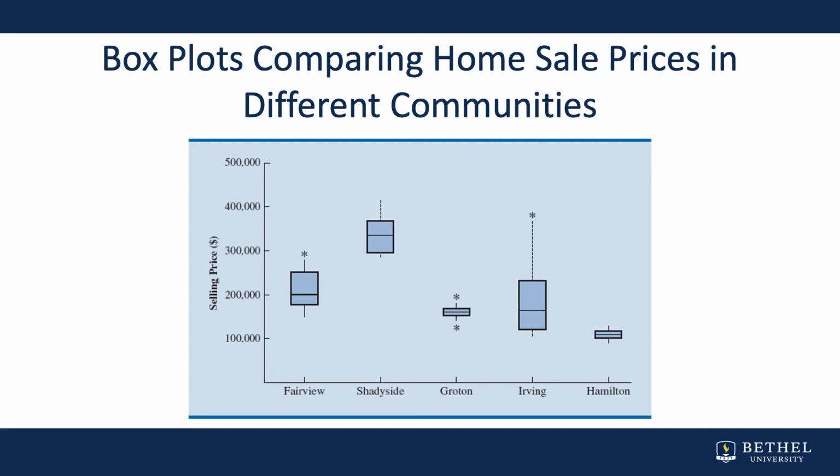Versus if you look at the one in Hamilton and the one in, I guess that's Groton, those box plots are smaller, which means that the data is closer together, whether it's the Q1 data, the Q2 data, the Q3 data, or the Q4 data. Because of the size of the box, the data is closer together in those areas, which means the home prices are pretty comparable versus in other places where you would have a wider range.